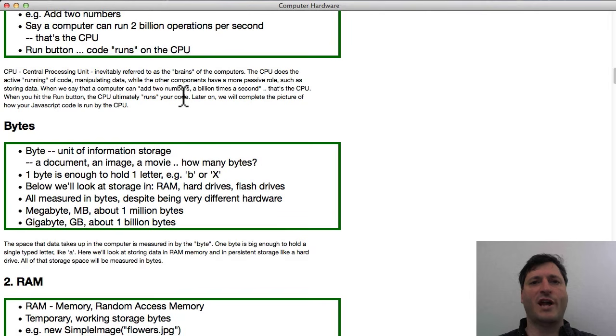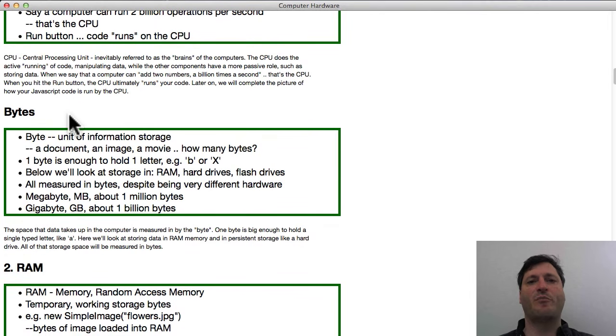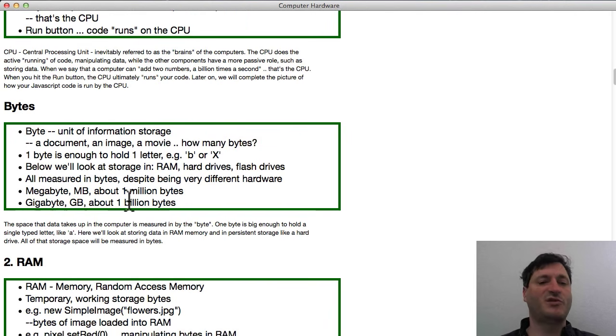Before I talk about RAM and disk and those things, I need a brief word about bytes. A byte is the most common measure of information storage. So 1 byte refers to approximately one letter that you might type, like a T or an X, that fits in 1 byte. And later on, I'm going to talk about RAM and disk and things like that. Those sizes, how much information they can hold, are all measured in bytes. And later on, I'll go into more detail about the different sizes that you might have.